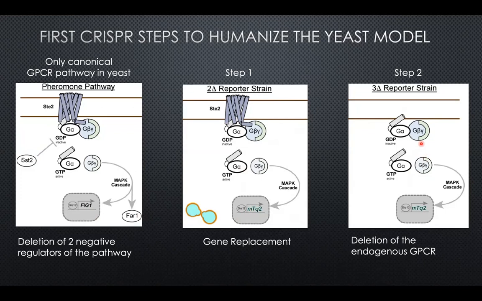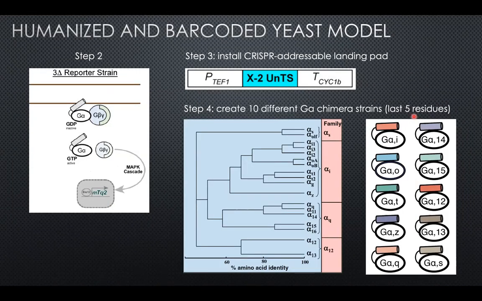In the second step, we removed the endogenous receptor to make way for human GPCRs.